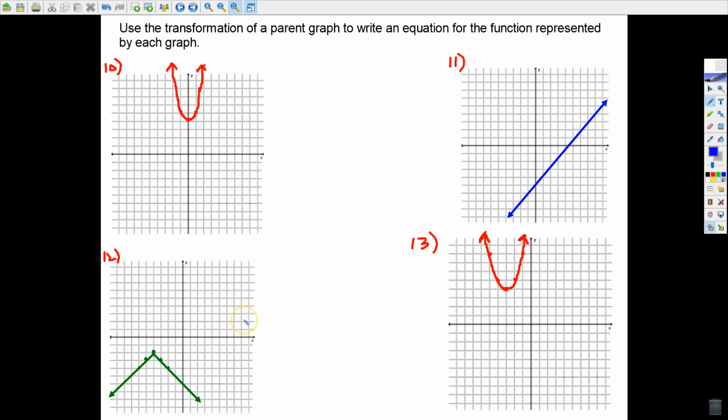Okay, I'm jumping around a little bit just to squeeze some problems in. Can somebody give me the equation for number 10? Kate, what do you think? Let's start with the parent. It's y equals x squared. Okay, and we took the parent, and the parent started here, and where did we go with it? 4. Okay, and so the equation then would look like what? What do we do to this to show shifting up 4? How about that? Add 4?